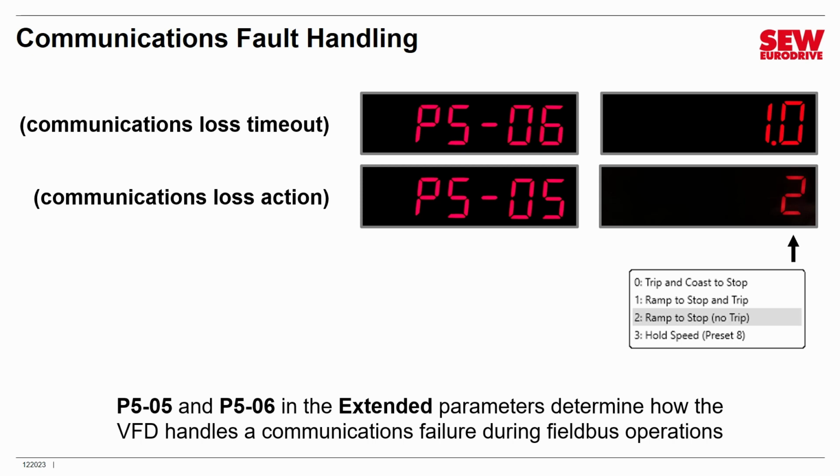And finally, option 3 runs the VFD at preset speed 8. It's kind of a fault speed. So these are the 4 choices that you can pick. You do need to pick one of these, and you do need to think about communications faults because they are relatively common in a Fieldbus operation.